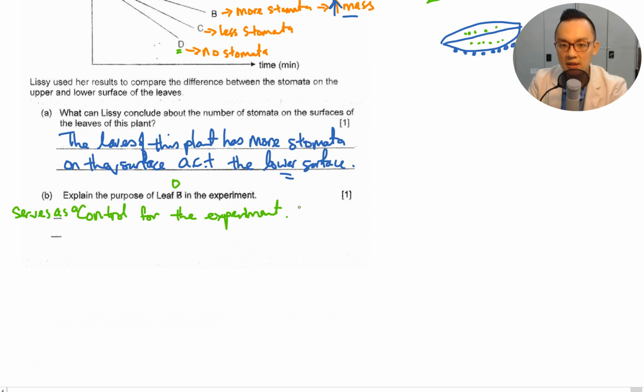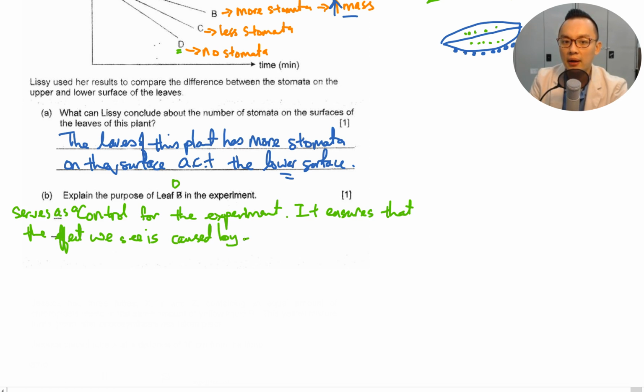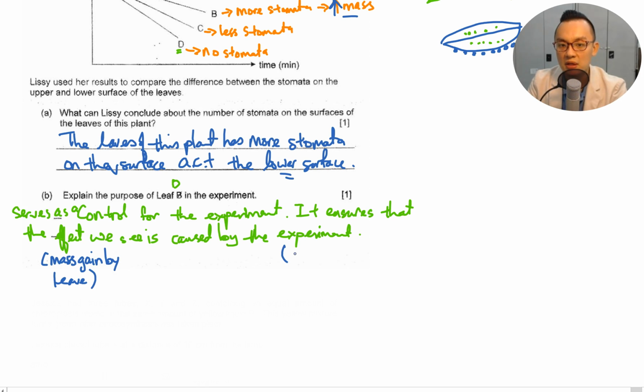All right, so what a control does is that it ensures that whatever effect we see is caused by the experiment. Okay, so in this case the effect is actually the mass gain by leaves. It's actually caused by the experiment. So the experiment is the oil on leaves.